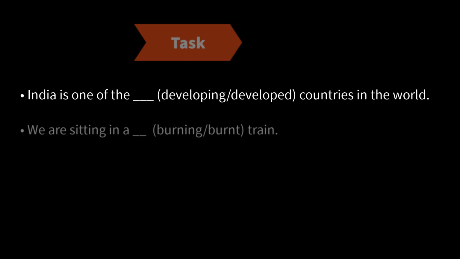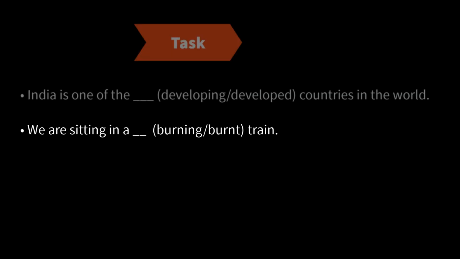First example, India is one of the dash countries in the world. Developing countries or developed countries? Actually, there is nothing right or wrong here. It depends on what you want to say, what you want to convey. If I use developing, it'll mean countries that are still in the process of getting developed, right? The action is still happening. India is one of the countries in the world that are still developing. And if I use developed, it means the action has been completed, the country has been developed. India is one of the developed countries in the world, countries that have been developed.